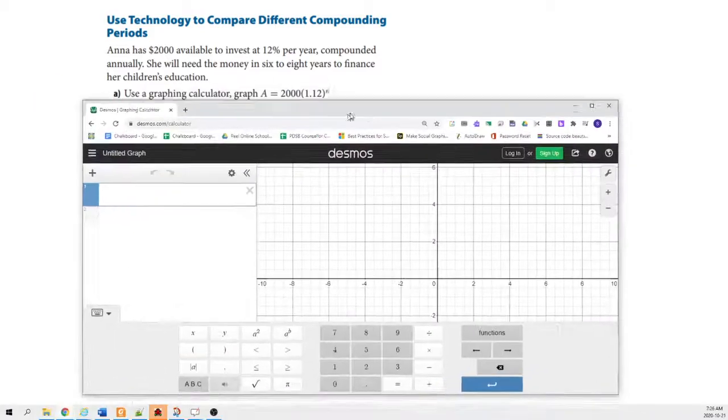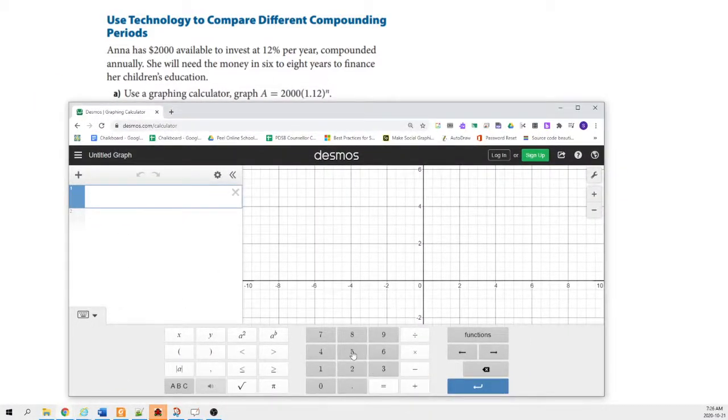Okay, so we've got the function and we're not seeing it. We have to adjust the window. We can tell that the vertical A value is going to start at 2000. So we have to change our window.